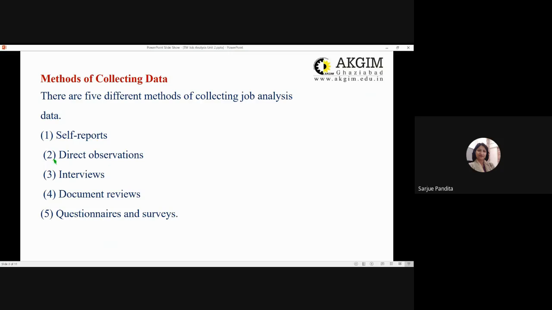Then the second important thing is direct observation. So direct observation is another method to collect data about the job analysis. Many jobs can be studied by observing an employee actually performing the job. And sometimes, in order to reduce the audience effect, a video camera can be used to record an employee doing the job. And using a camera, especially these days, wherein we have IT as a boon for us.